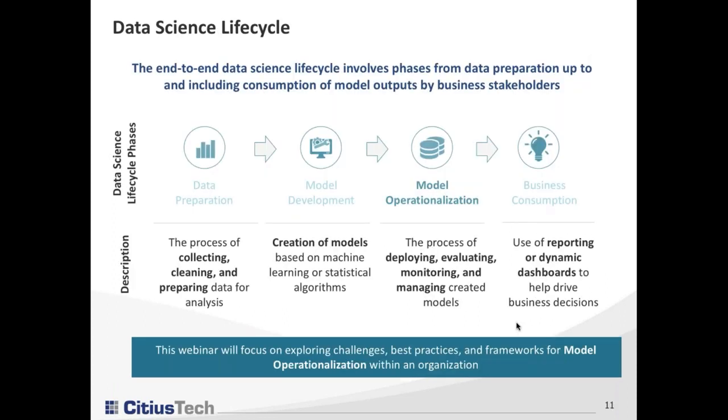And so now we're going to talk a little bit about the data science lifecycle. So for the purpose of our talk, the end-to-end data science lifecycle encompasses phases that span from data preparation to model development, to then model operationalization, which is the focus of this talk, and then finally business consumption, which is the use of reporting or dynamic dashboards to help consume model outputs to drive decisions. So our discussion will focus on exploring challenges, best practices, and frameworks for model operationalization within an organization.